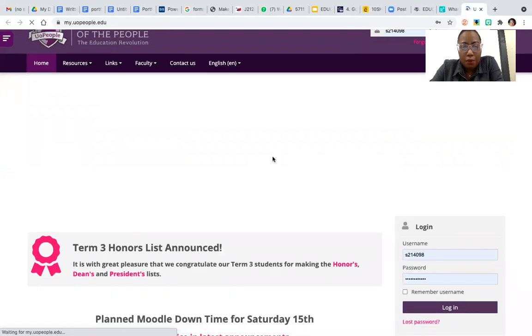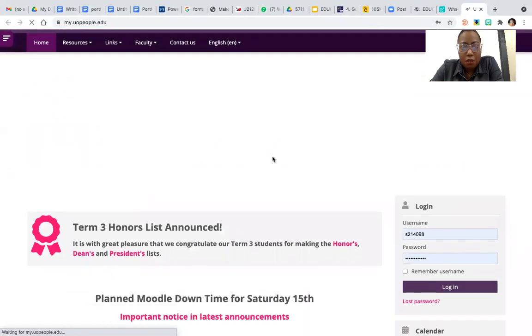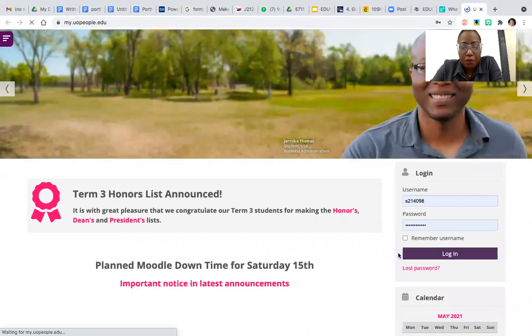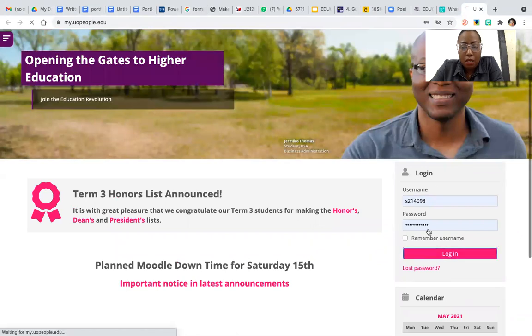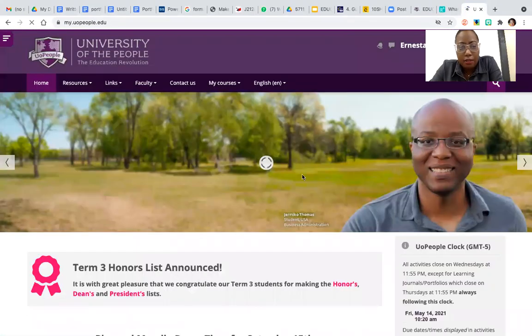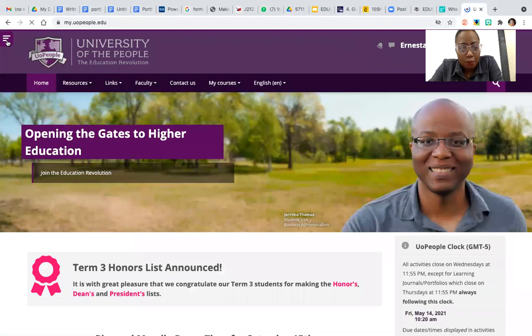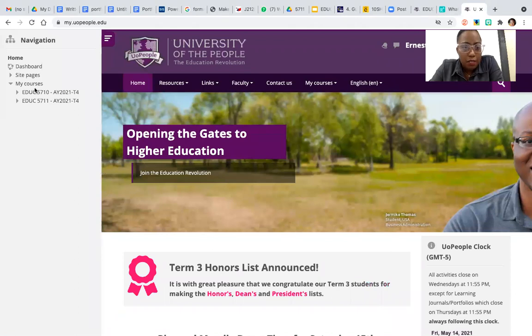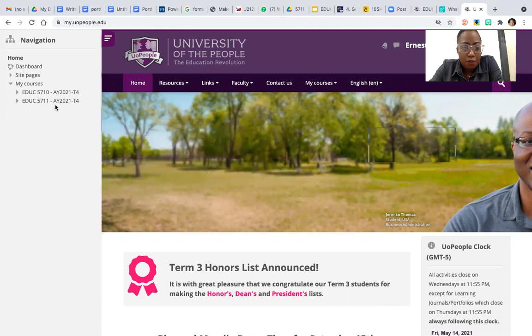Okay, so this is what we use. It's a version of the Moodle online platform. And you log in with your username and password, which you will get once you register for your class. Then over on the side here, you see the two courses that I am enrolled for this semester.